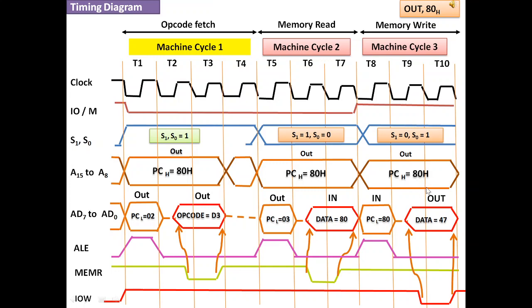Now since we have the physical address in the microprocessor's program counter, the lower order address bus is again released, and the 47 that was initially inside the microprocessor is now written into the port having the physical address 80.